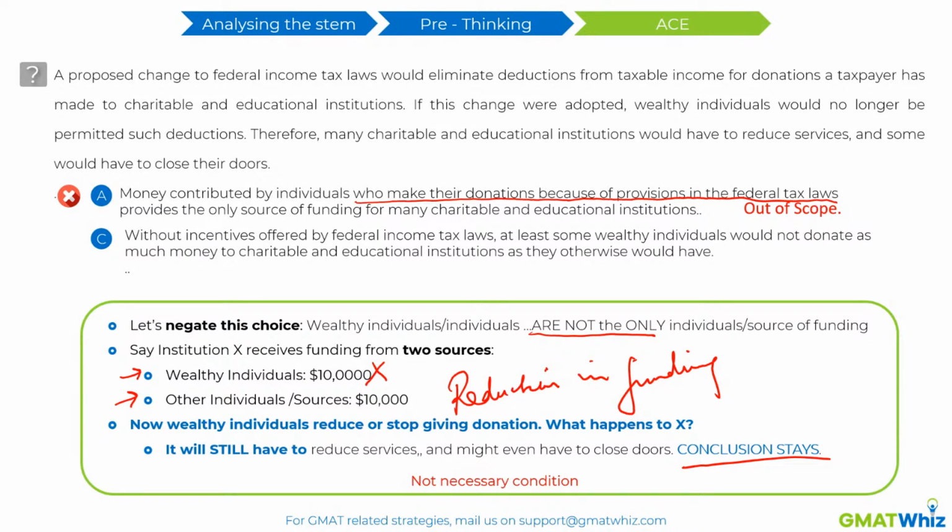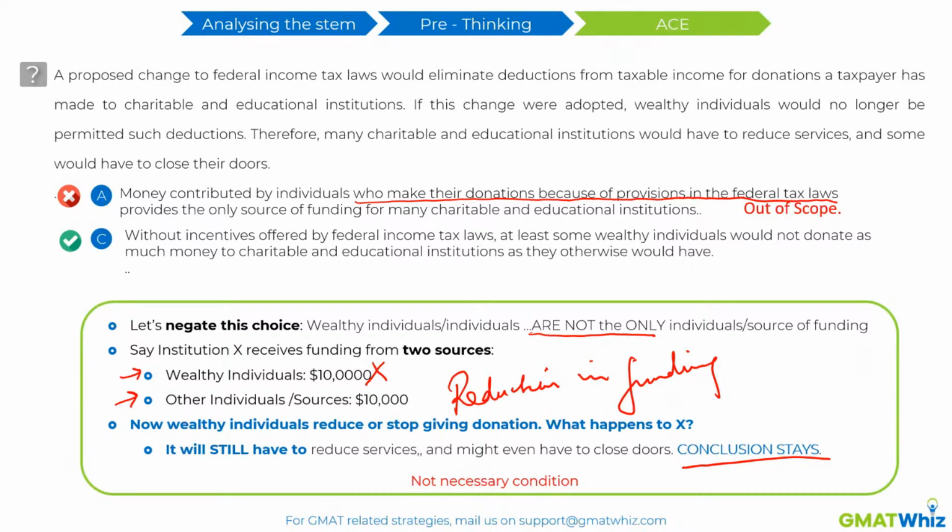Even if they are not the only source, funding would still reduce and they would still need to reduce their services. On the other hand, C, okay, if I negate C, it would mean that wealthy individuals would donate as much money as they were donating earlier. And therefore, the conclusion would break down. If they continue donating the same amount as they were donating earlier, there would be no reduction in funding, and therefore, there is no reason why these institutions would have to reduce services and close down. So, C is the correct answer. So, you need to look at the pre-work that you need to do in order to be able to eliminate successfully.